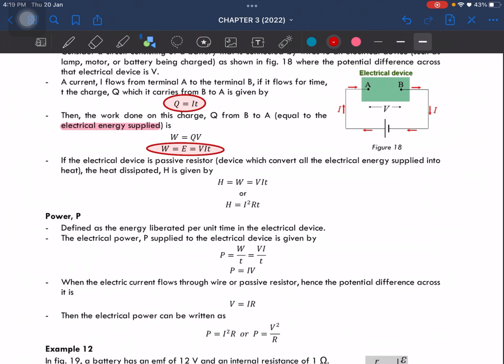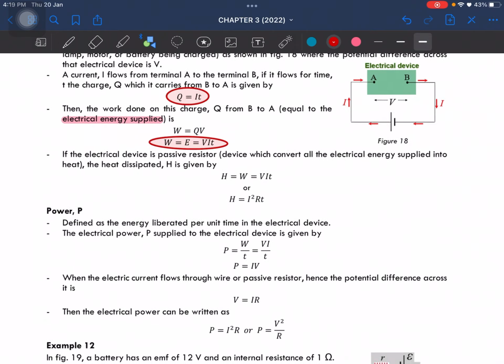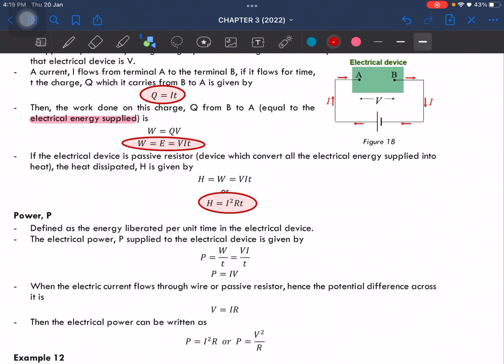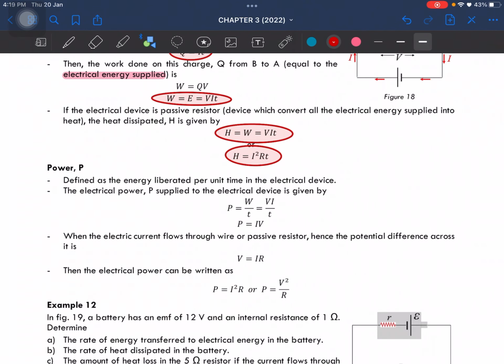So if the electrical device is a passive resistor which converts all electrical energy into heat, the heat dissipated can be calculated using this equation here, or this one also. That is on electrical energy.